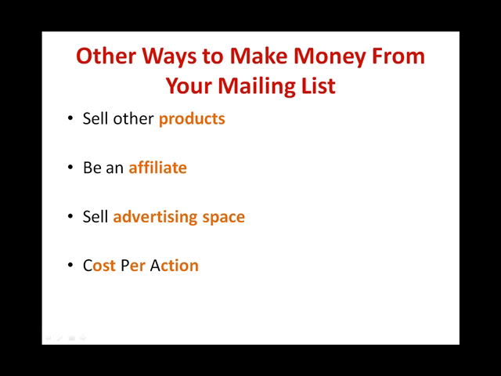Here are other ways to make money from your mailing list. You can sell other people's products, which I was just talking about. You can sell other products of your own. If the prospect doesn't buy your main product on the first contact, you can sell him other products that you own. You can also be an affiliate for other people's products where you can promote for commissions. This is great because this means you don't have to create a product. You don't have to do customer support, and you just earn a commission from doing so.